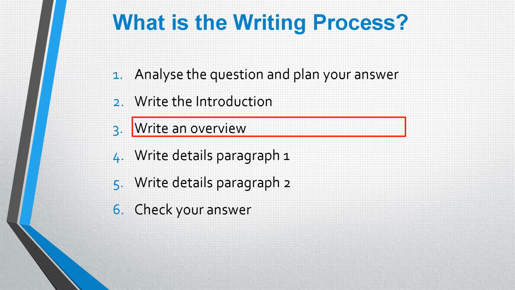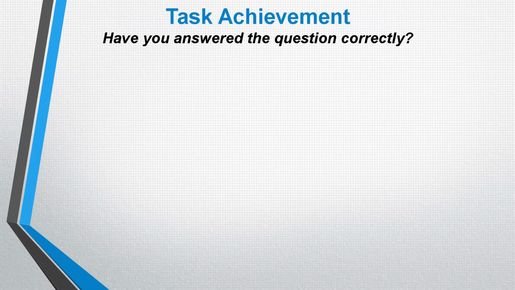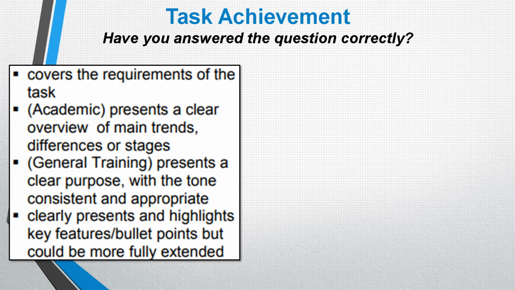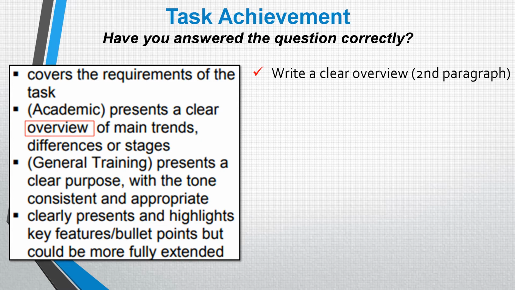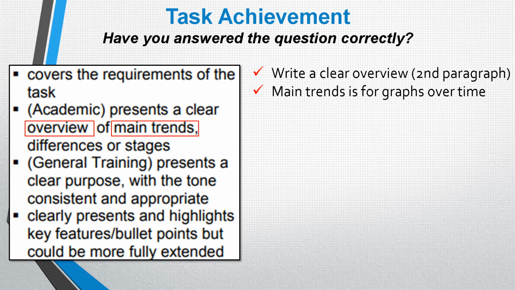Now, the overview is the summary part. It's where you're going to summarize the key features, and if you remember, that's very important for the marking band criteria that we looked at earlier. So, as a quick reminder, this is what the examiners want to see. They want to see a clear overview of the main trends and differences or stages. So, we're going to write a clear overview in our second paragraph, and that's because it asks for an overview. So, that's what we're going to give them.